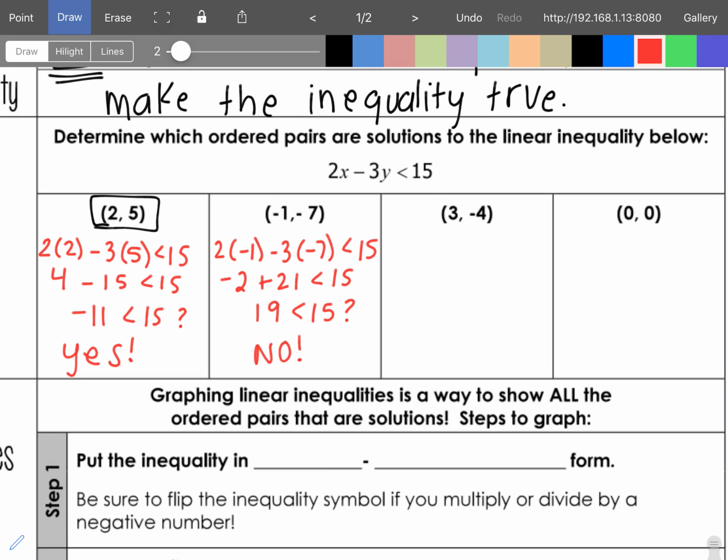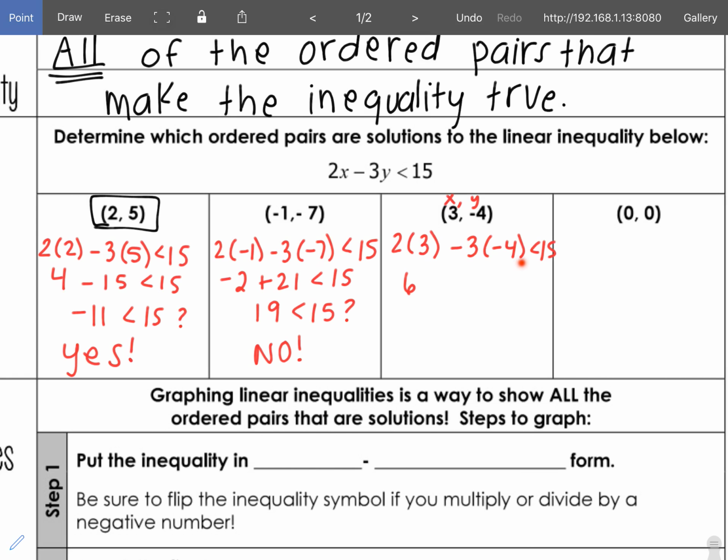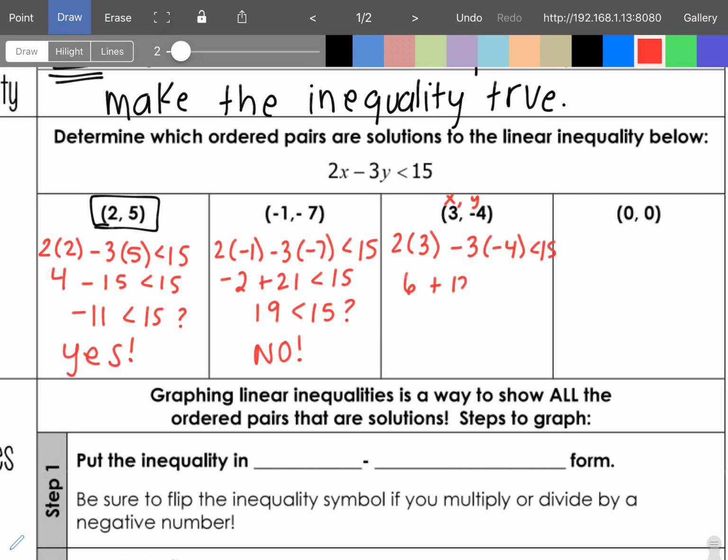So you get the picture here. This is just x comma y, and we're just plugging it in. So 2x, which is 3 this time, minus 3y, which is negative 4, is less than 15. Let's see if this one's true. 2 times 3 is 6. Negative 3 times negative 4 is a positive 12. 6 plus 12 is 18. Is that less than 15? No. So that's not a solution either.